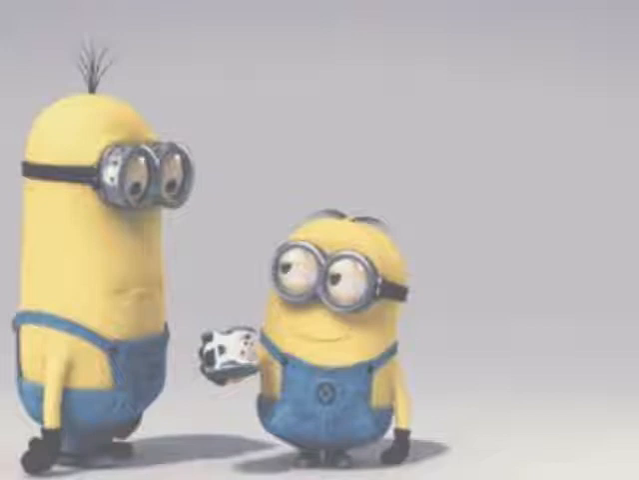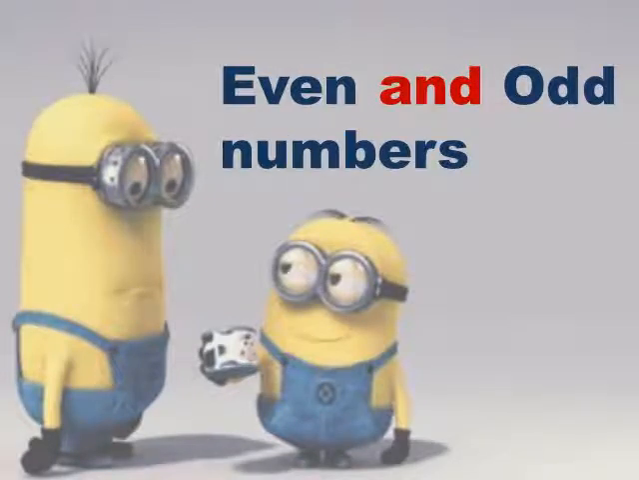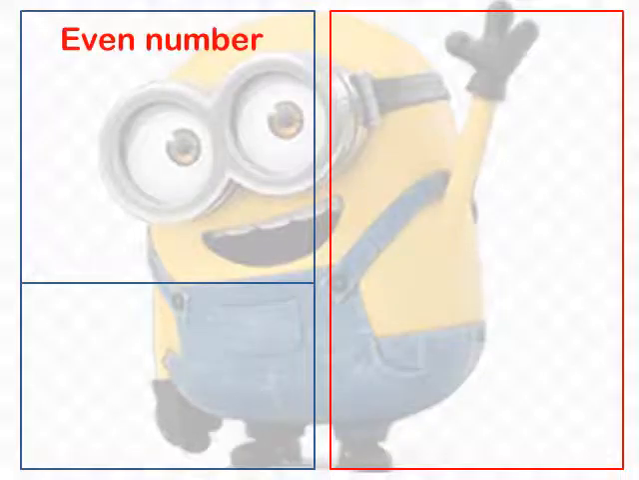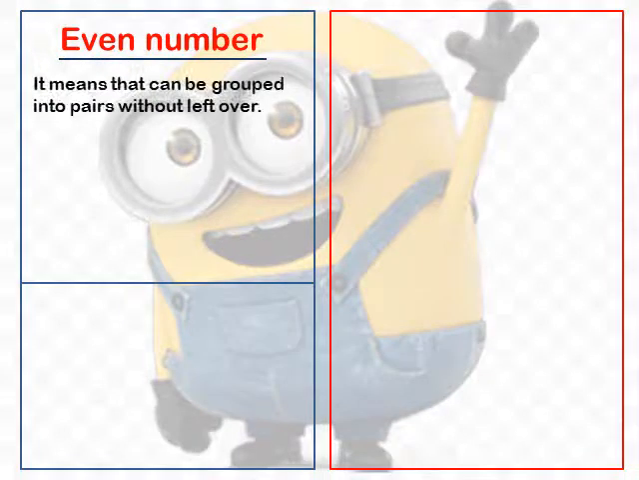Today's lesson is going to talk about even and odd numbers. Let's see together what we mean by even and odd numbers. An even number is a number which can be grouped into pairs, meaning twos, without any left over.